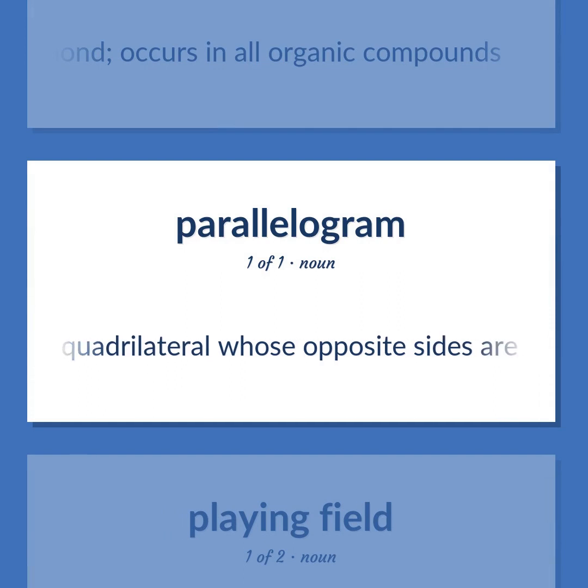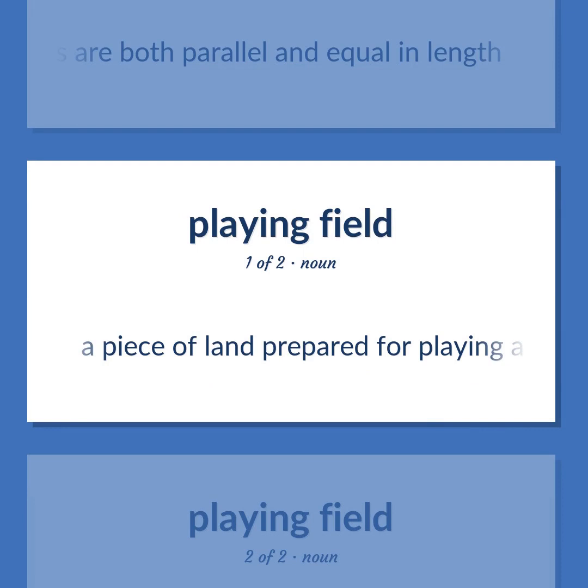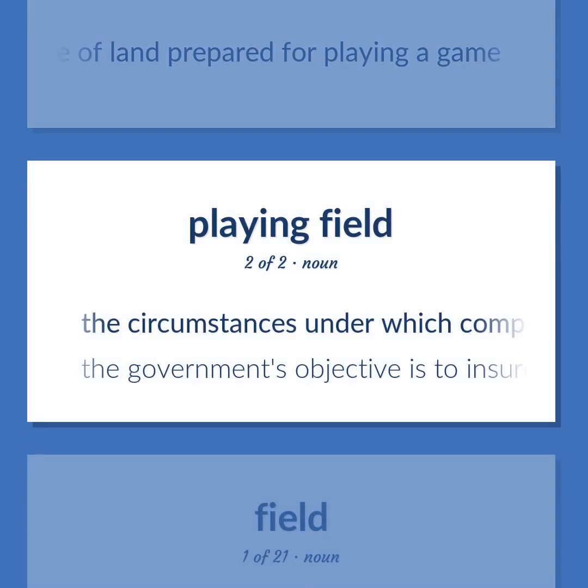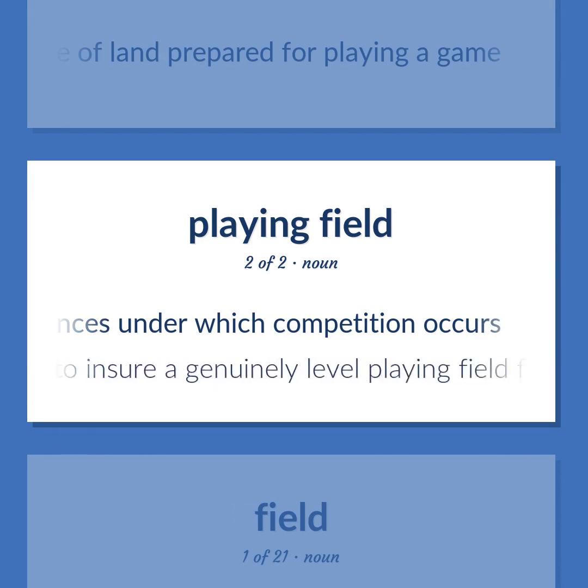A quadrilateral whose opposite sides are both parallel and equal in length. A piece of land prepared for playing a game. The circumstances under which competition occurs. The government's objective is to ensure a genuinely level playing field for American industry and commerce in Europe.